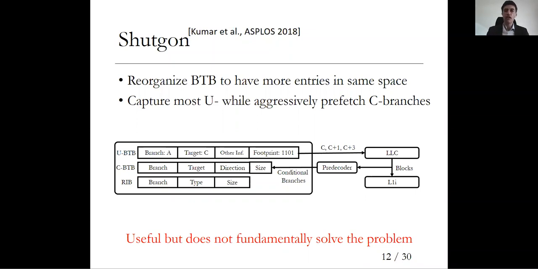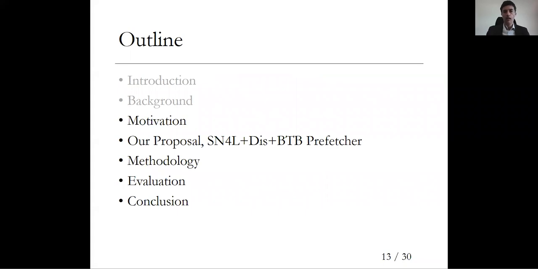However, this solution does not fundamentally solve the loop in the previous proposal. In order to have a strong BTB prefetcher, we need to have a strong instruction prefetcher, and exactly the same, in order to have a strong instruction prefetcher, we need to have a strong BTB prefetcher. That's a loop, and this solution doesn't fundamentally solve this problem. However, it reduces the BTB misses and improves the performance of the prefetcher as compared to the previous proposal.